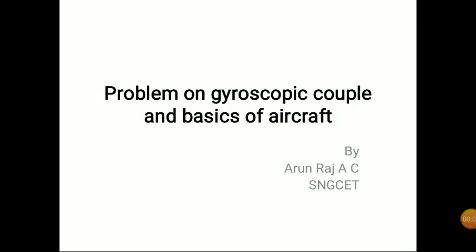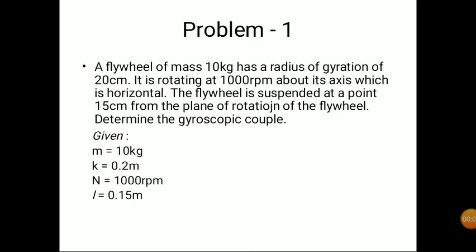Hi all, today we are going to discuss two topics: a problem on gyroscopic couple and the basics of aircraft. First, a problem on gyroscopic couple is discussed. The problem is given as: a flywheel of mass 10 kg has a radius of gyration of 20 cm. It is rotating at 1000 rpm about its axis, which is horizontal. The flywheel is suspended at a point 15 cm from the plane of rotation of the wheel. Determine the gyroscopic couple. So the gyroscopic couple is asked here.